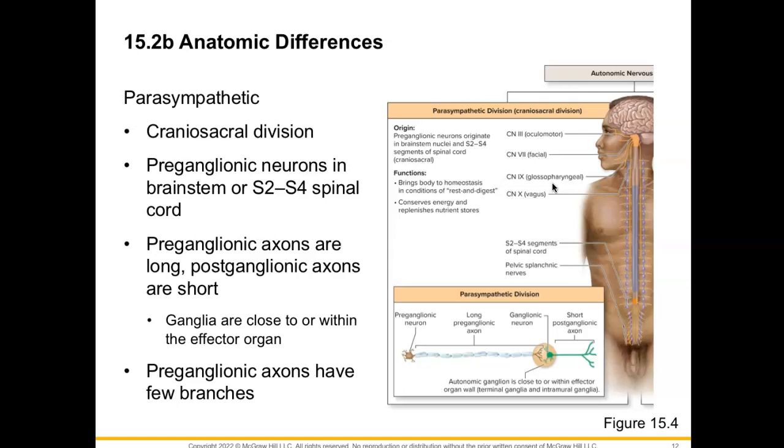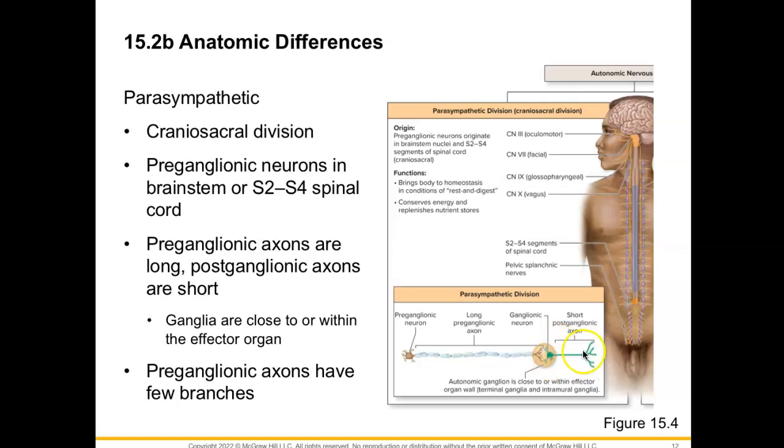So we'll start off detailing our parasympathetic nervous system. The parasympathetic division is also called the craniosacral division because we're going to see fibers originating from cranial nerves as well as sacral nerves. So our preganglionic neurons will originate either in the brainstem here or from S2 to S4 from the spinal cord. And these preganglionic axons are going to be long, so they will extend almost near the organ or within the organ.